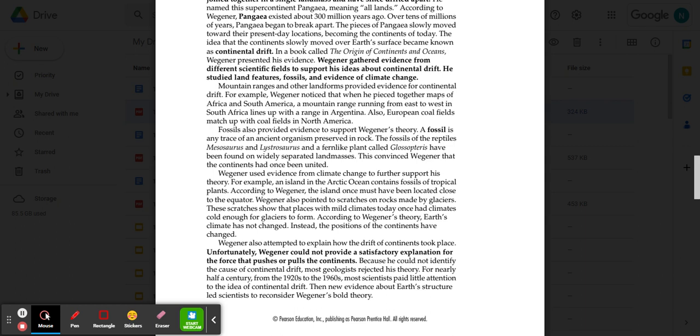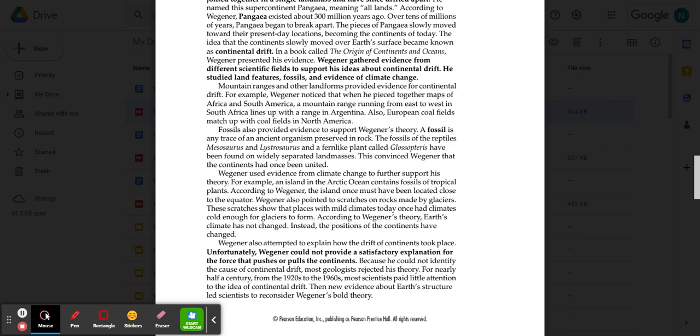Wegener used evidence from climate change to further support his theory. For example, an island in the Arctic Ocean contains fossils of tropical plants. According to Wegener, the island must once have been located close to the equator. Wegener also pointed to scratches on rocks made by glaciers. These scratches show that places with mild climates today once had climates cold enough for glaciers to form. According to Wegener's theory, Earth's climate has not changed. Instead, the positions of the continents have changed.